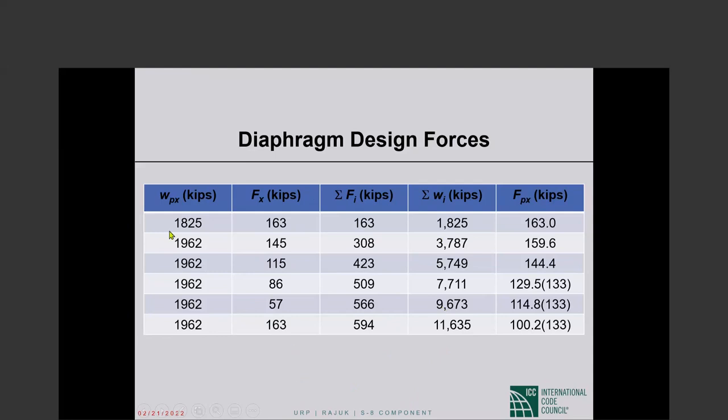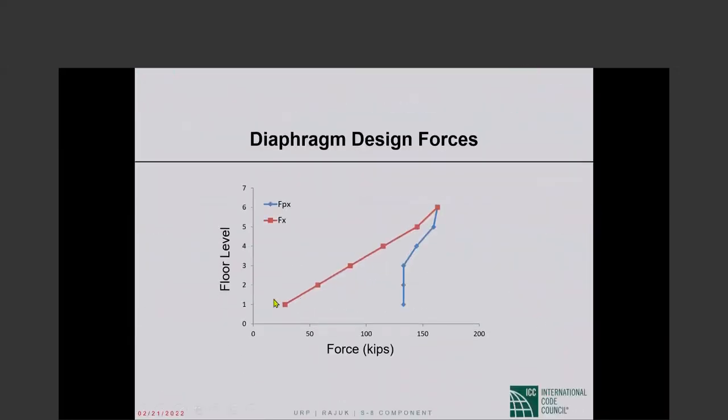These are the summations of the weights. The 3787 is 1825 plus 1962. And with this and that, we are able to calculate the F sub px, the diaphragm design force at level x. At the very top, it is the same 163, which is the lateral force. But at every level below, it is higher than the lateral force. Okay. Now, at these levels, we go below the minimum 0.2 S sub ds I W, so the minimum will govern. We will use the minimum values in design. Okay. So these are the F sub x forces resulting from distribution of the design base shear along the height.